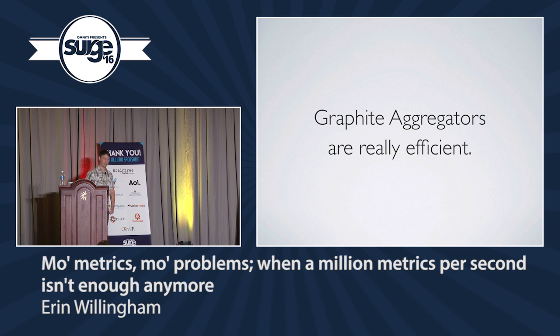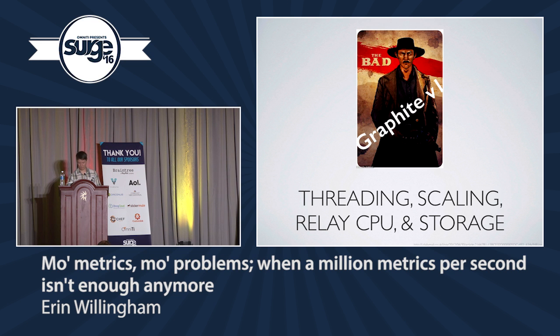And during all this research, it really comes out that Graphite aggregators are super efficient for what they do. Compared to the other tools out there, they do a really good job. The tools I'll talk about in a minute are Carbon C Relay and Carbon Relay NG. They're equally performant in how well they can aggregate data.